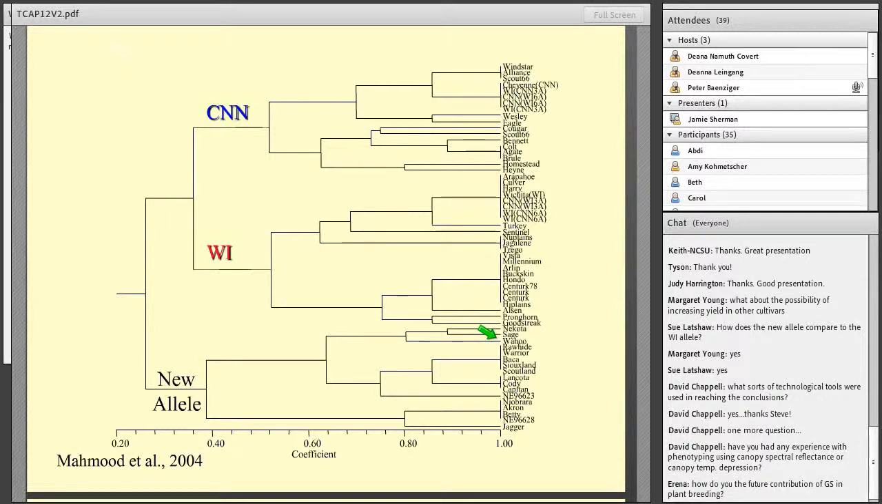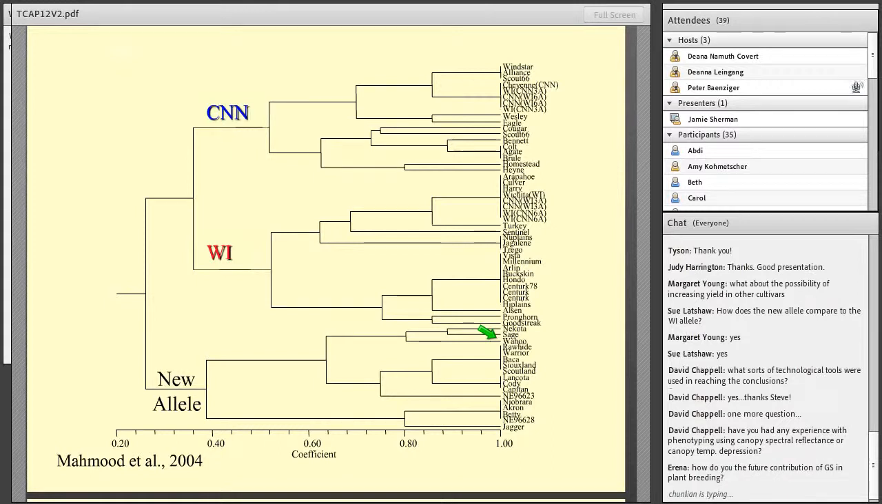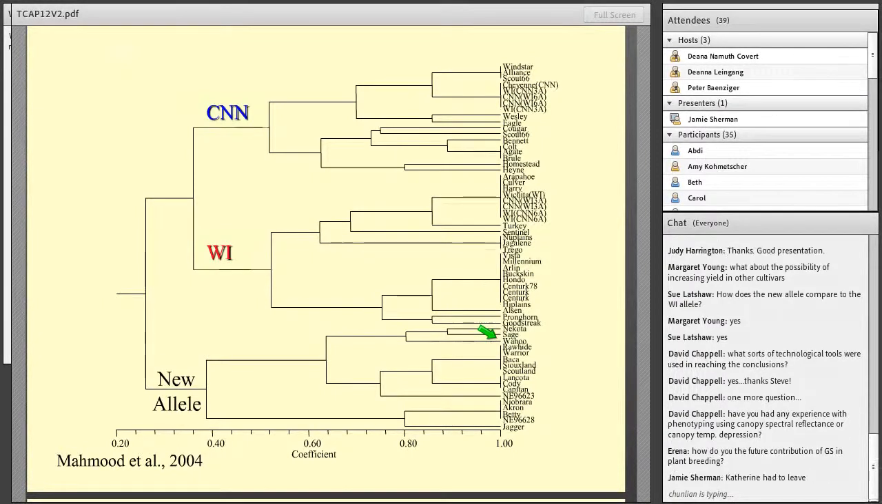Okay. Have you had any experience with phenotyping using canopy spectral reflectance or canopy temperature depression? We have not done the canopy temperature depression, and I'm going to defer to Catherine to talk to you about canopy spectral reflectance. That's part of her PhD thesis. What I would say is that we're very fortunate, David, in that we have a group here called CALMIT, the Center for Advanced Land Management Information Technologies. And what we discovered was that they had set up a very good system for canopy spectral reflectance.